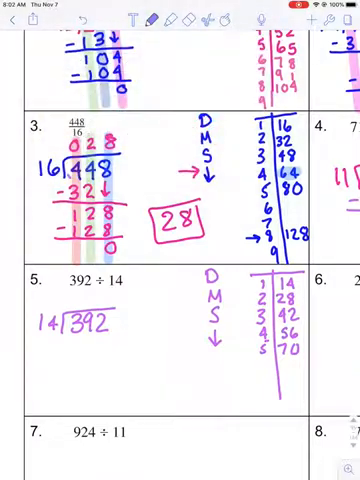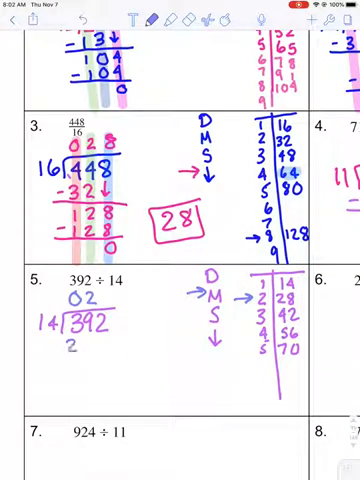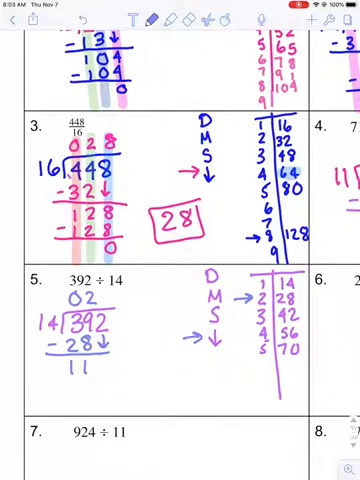I know that 14 does not go into 3, so I'm going to put a 0 there. 14 does go into 39. It goes in twice. So I'm going to put a 2 above the 9. That was the division step. 14 times 2 is my multiplication step. That's going to be 28. And then I'm going to do my subtraction step. 39 minus 28 is 11. I'm going to bring down my next number. Keep everything lined up in its columns. And now I have 112.